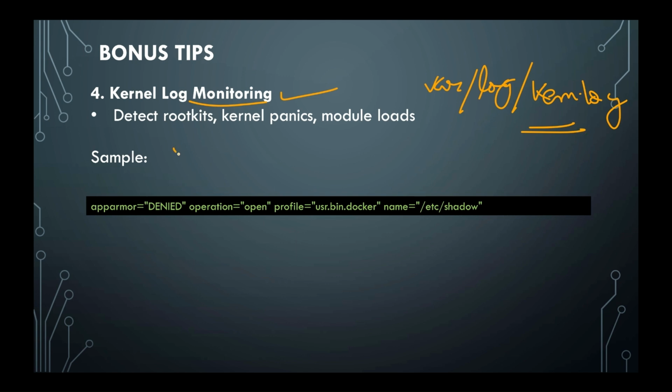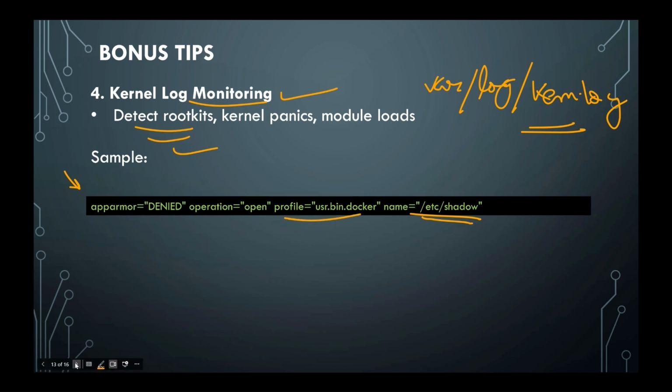So what to look for? You look for kernel panics or crashes, unauthorized module loads or rootkits, and security-related kernel messages such as those related to AppArmor or SELinux denials. For example, unauthorized module load detection in kern.log. Here you can see a sample where the AppArmor security profile is blocking Docker from reading /etc/shadow, which is a good thing, but it is also something to look out for if an attacker attempts to bypass security controls.